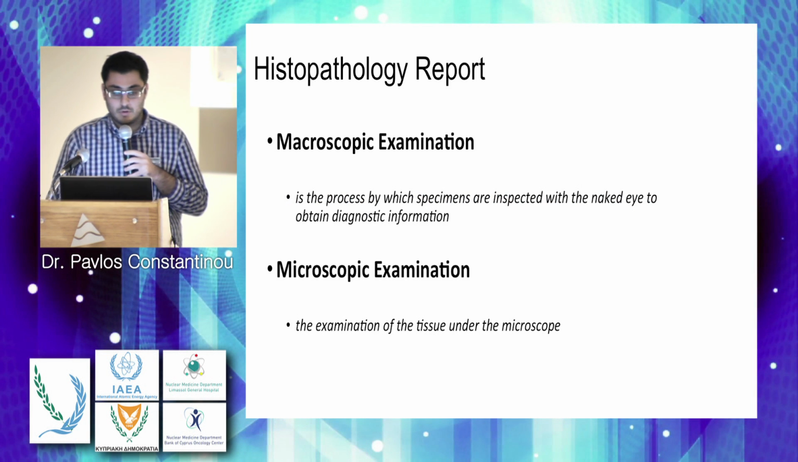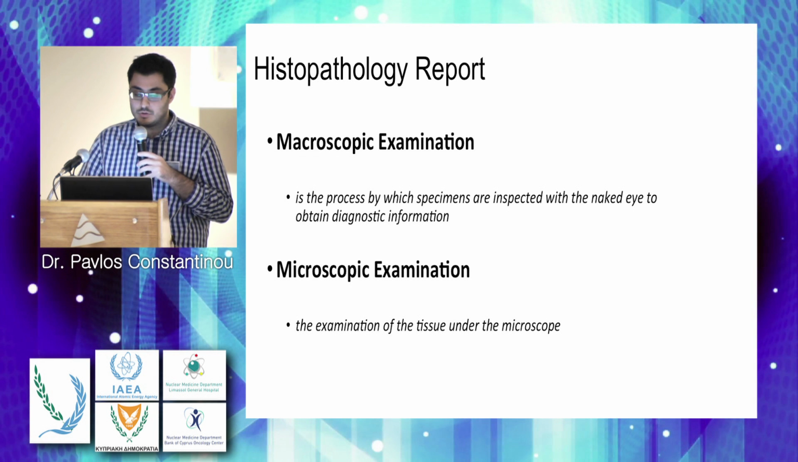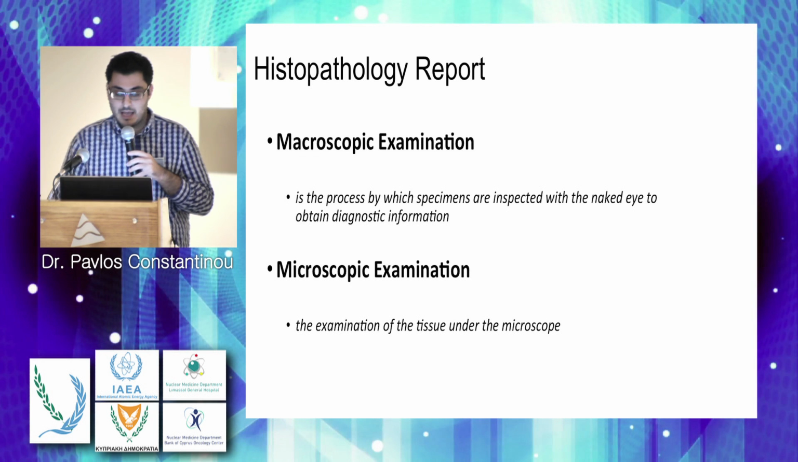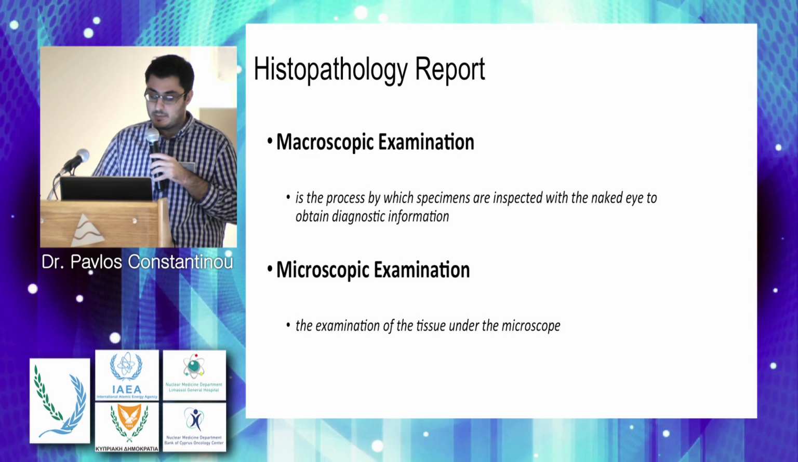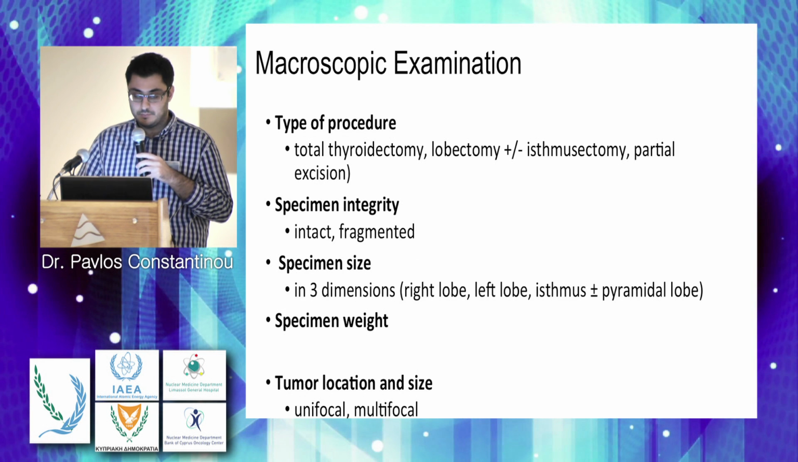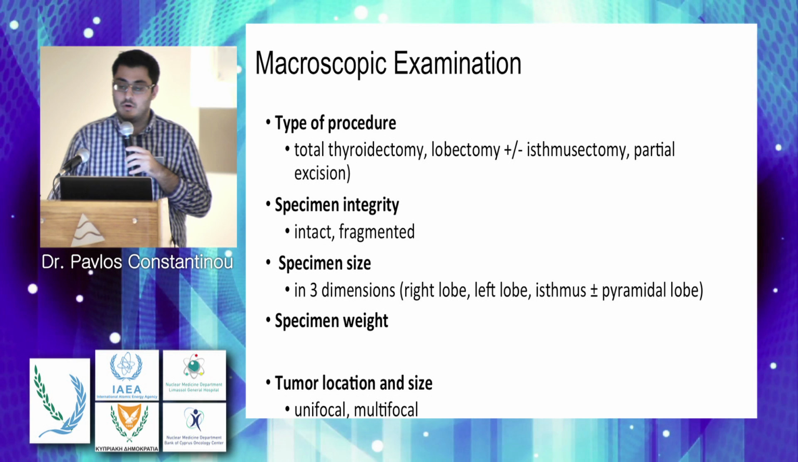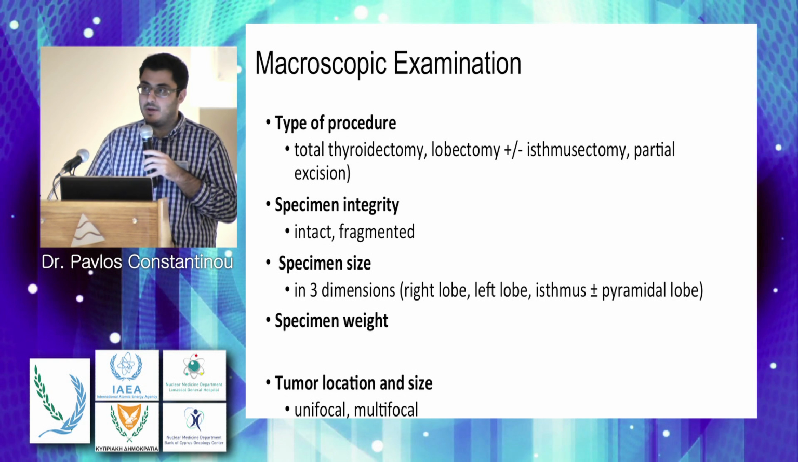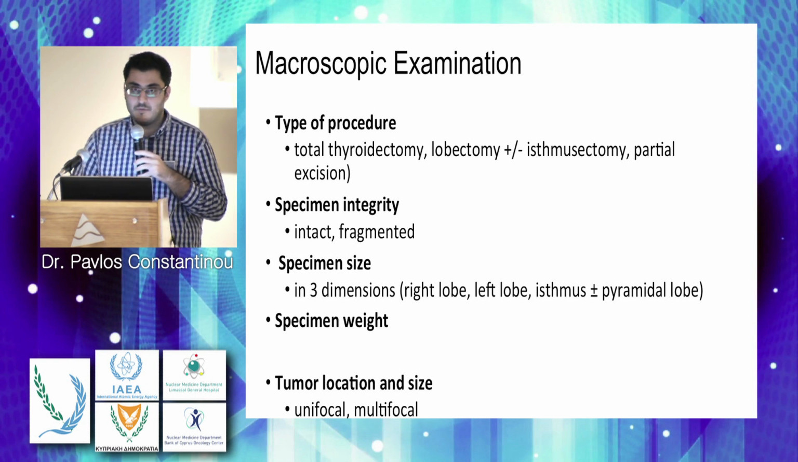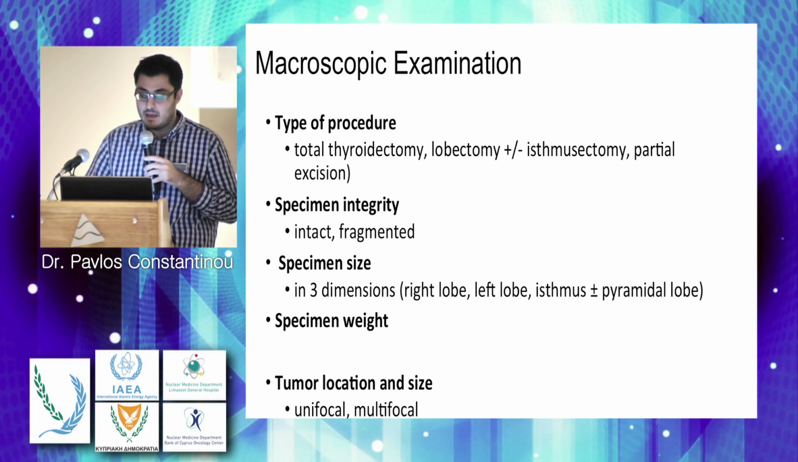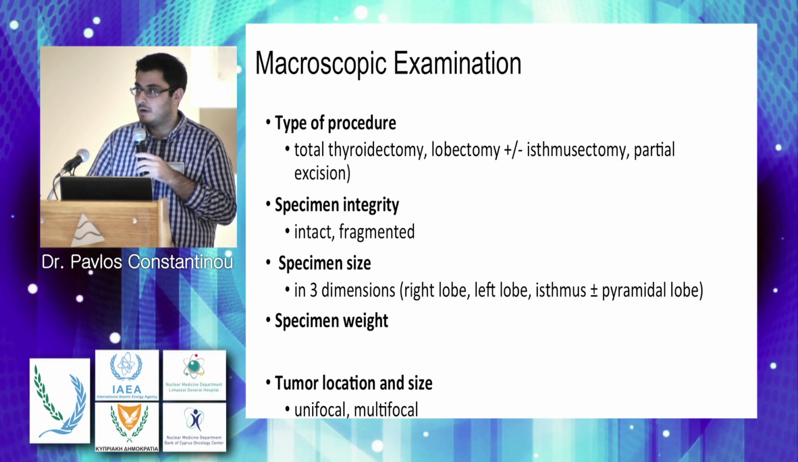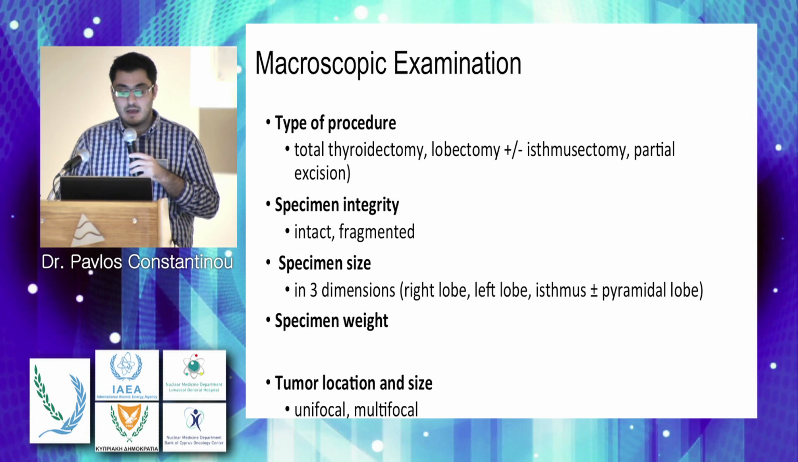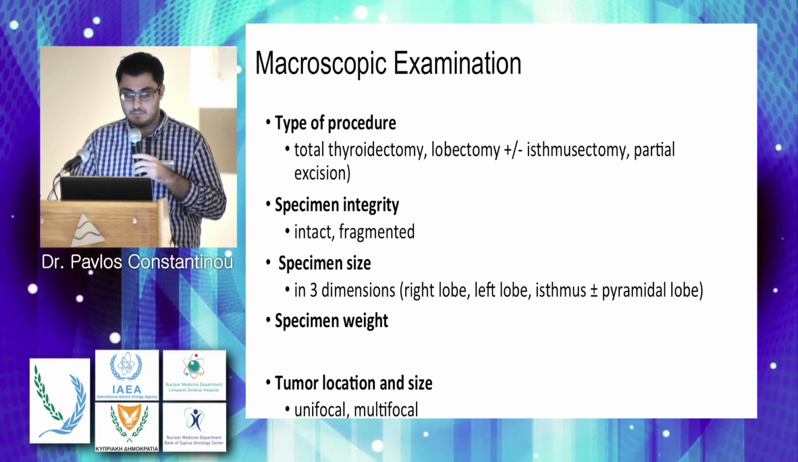The histopathology report consists of two major parts: the macroscopic examination, which is the process by which specimens are inspected with the naked eye to obtain diagnostic information, and the microscopic examination, which is examination of the tissue under the microscope. At the macroscopic examination, or otherwise the gross examination, the pathologist should record the type of the procedure, the specimen integrity, the specimen size and weight. Also, if a tumor-like lesion or multiple tumor-like lesions are being identified, their location and size should also be recorded.